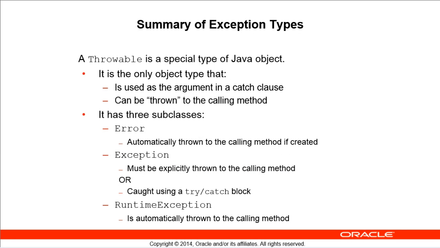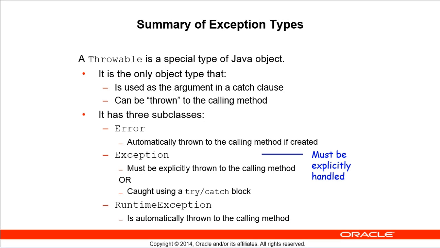A throwable is a special type of Java object. It's the only object type that's used as the argument in a catch clause, and it can be thrown to the calling method. It has three subclasses: error, which is automatically thrown to the calling method if created; exception, which must be explicitly thrown to the calling method, or caught using a try-catch block; and runtime exception, which is automatically thrown to the calling method.